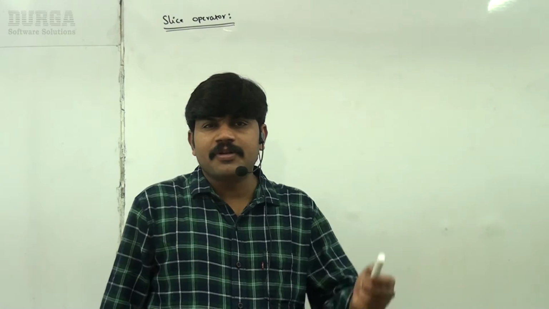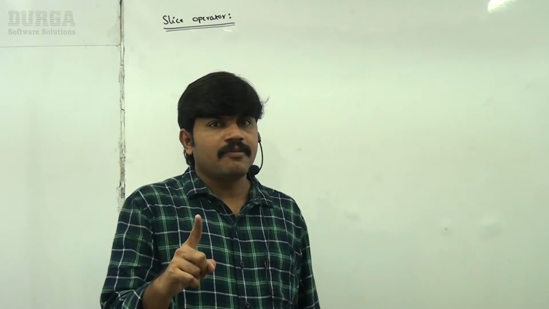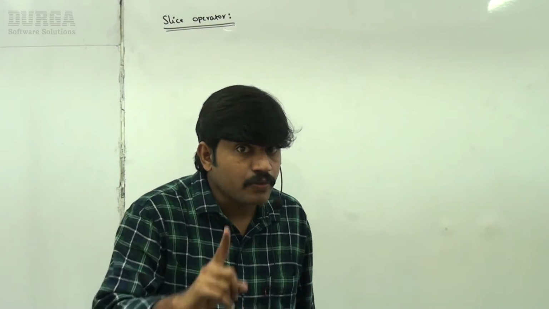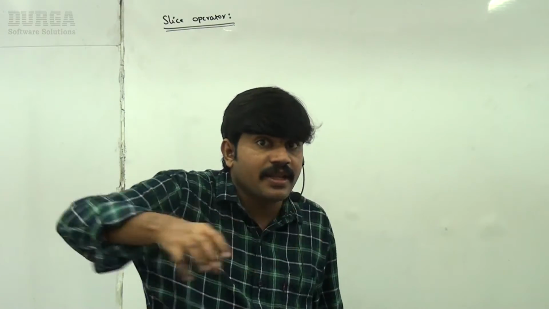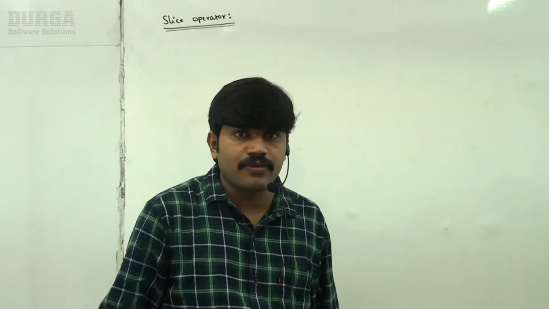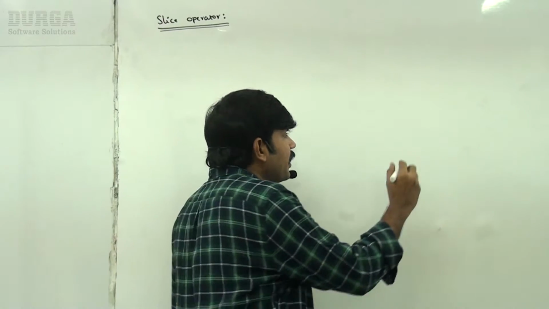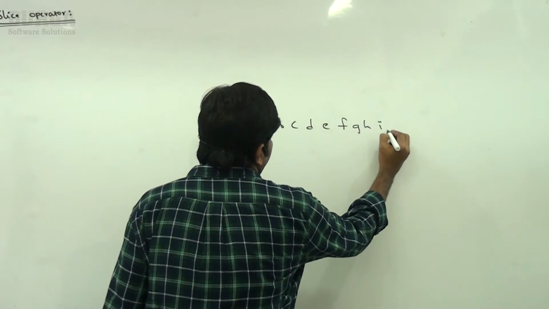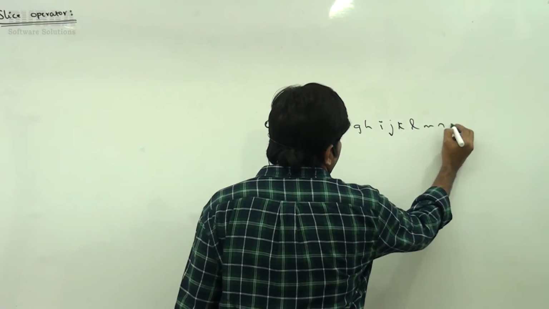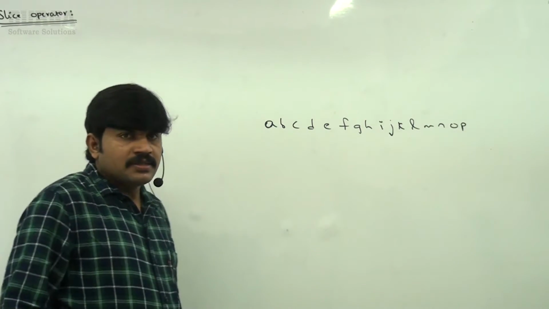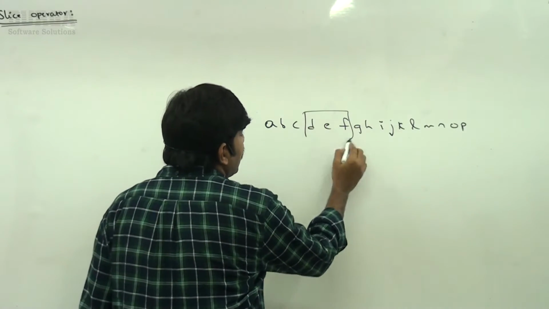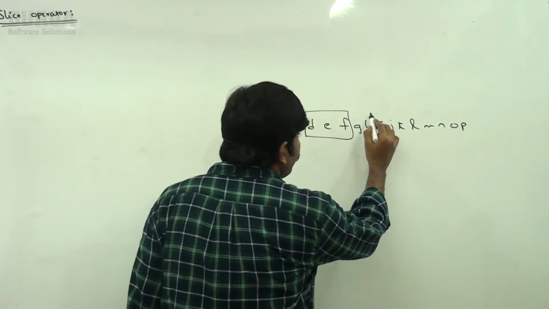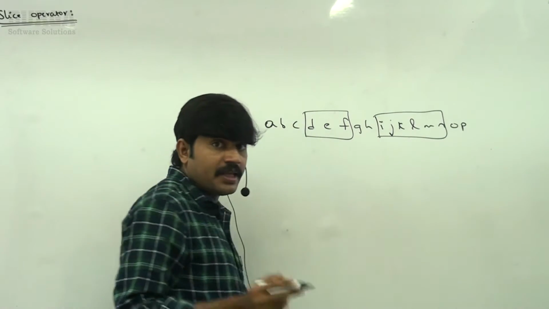Sir, what is the difference between index and slicing? By using index, you can get only one character. But by using slice, you can get a range of characters. A substring we are going to get. So slice means substrings. Suppose I have A, B, C, D, E, F, G, H, I, J, K, L, M, N, O, P. Assume that. Sir, I want this piece, or I want this piece.